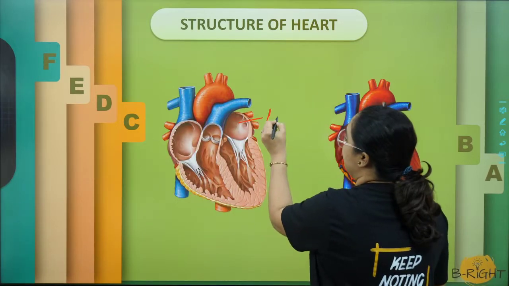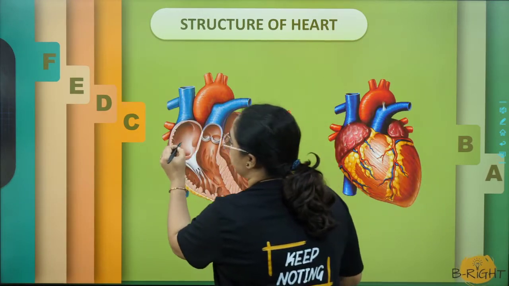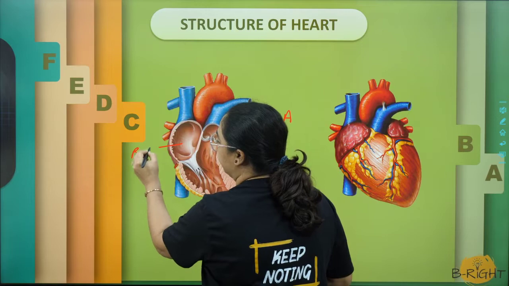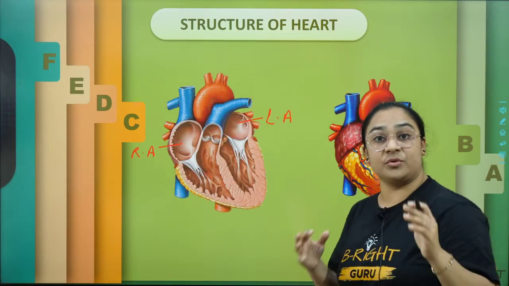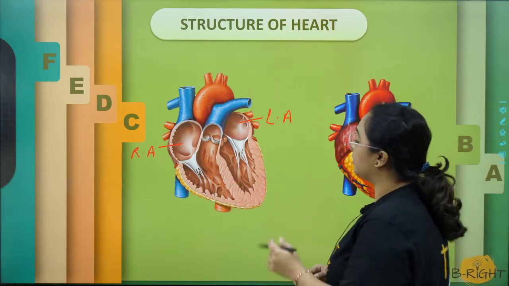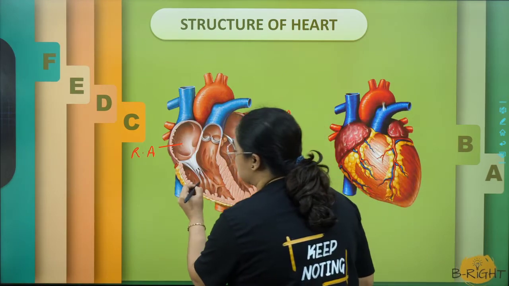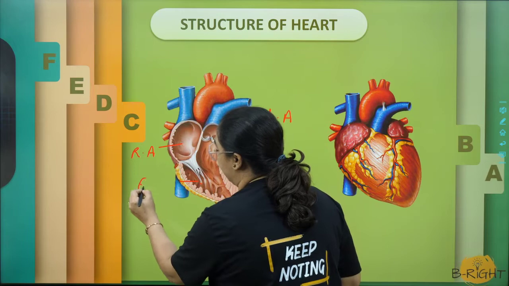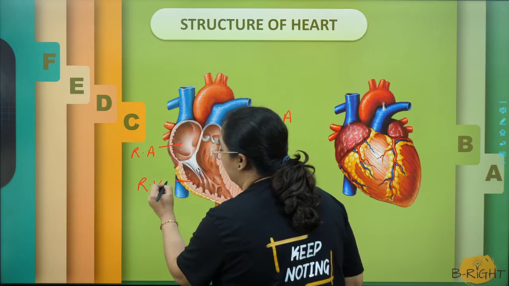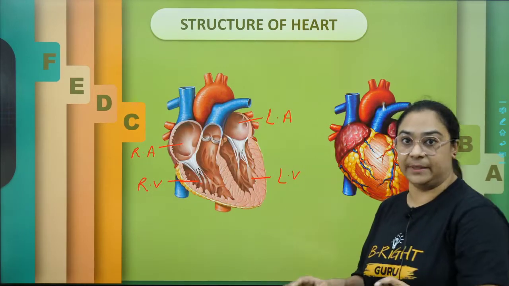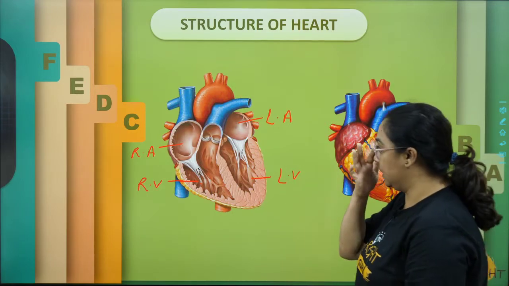Yeah, this is left auricle. This is right auricle. Now I am writing down in short, just to explain you. This is left ventricle and this is right ventricle. So first we labeled all 4 chambers. Now let us see the internal part.